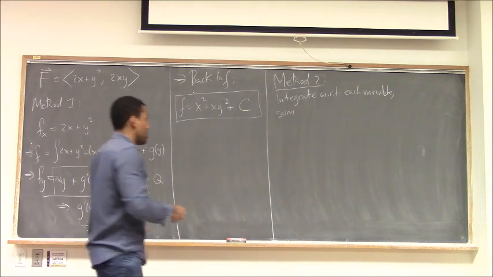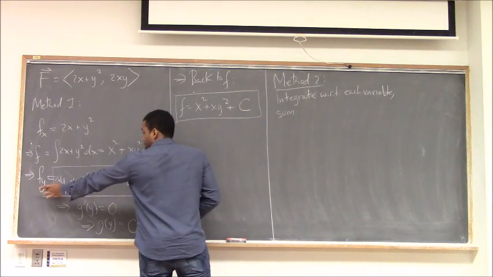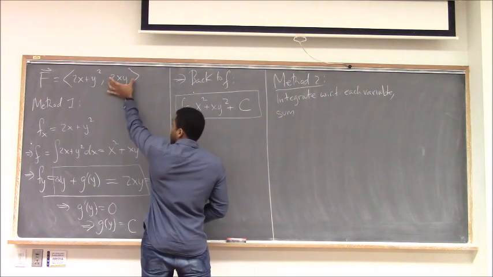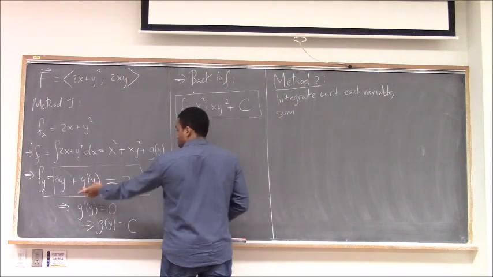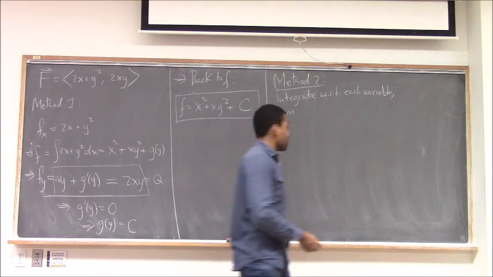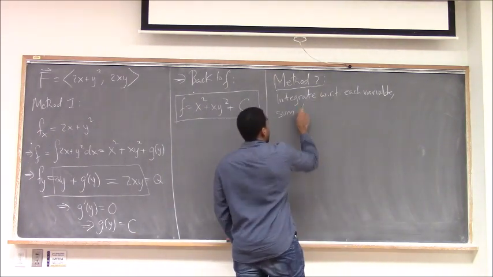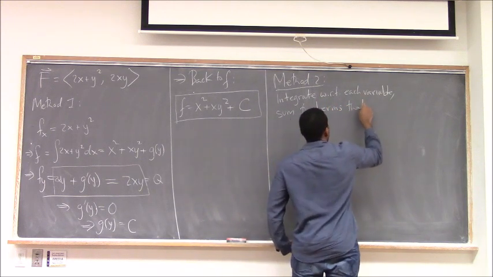So 2xy. Oh, okay. And then once I differentiated, that gives me a partial with respect to y. I know that's actually equal to the second component. So I set it equal here. That gives me an equation where I can solve for g prime, and the arbitrary constant ends up just being a regular constant. And here you sum the terms that show up.